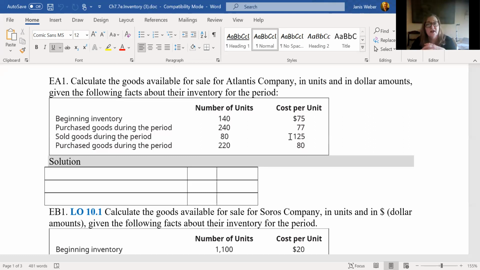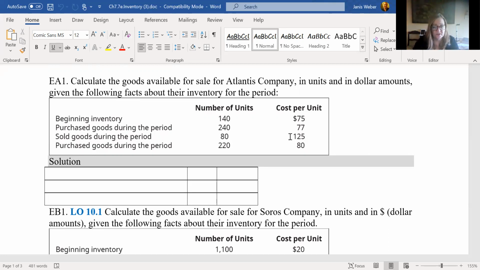So in this one, though, we're going to take the top approach, which is the beginning plus purchases. They give you the number of units and the cost per unit for beginning inventory, and then some purchases, then they tell you they sold some, and then a purchase again. But if we're only going to calculate goods available, we don't actually need to know about the sale at this point. We could use it to see how much the cost of that sale is, using FIFO or LIFO methods, but in this case, they're just asking us for the goods available.